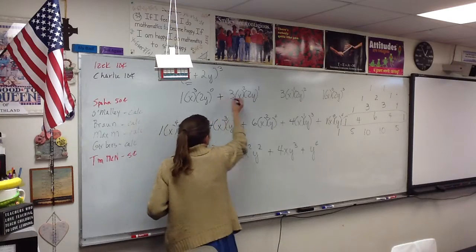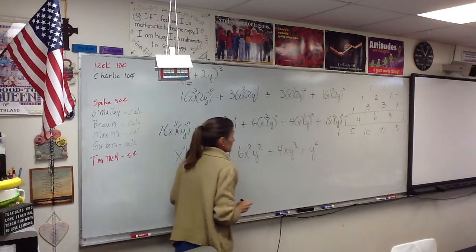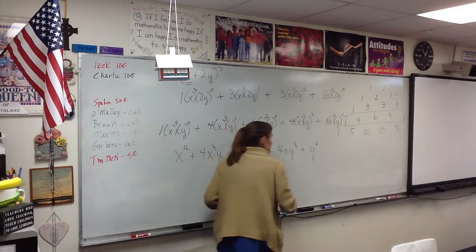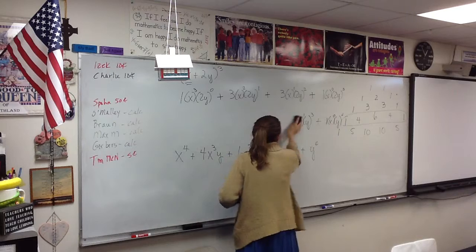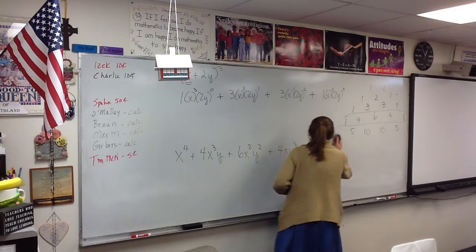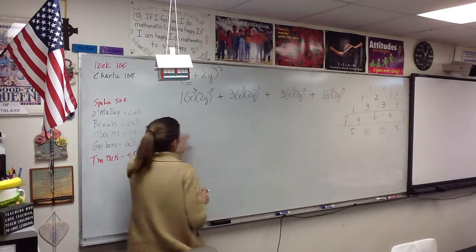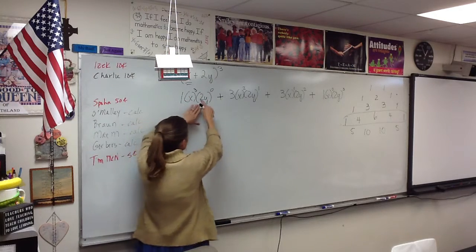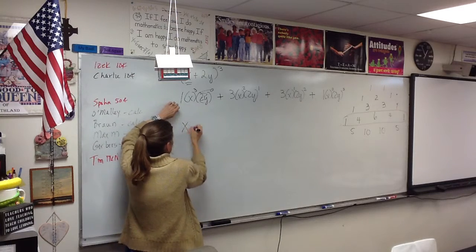Now I'll put plus signs in there because I have to separate my terms. And now I'm going to simplify, just like before. What's going to happen here? What happens to this? It's gone. So all we have is x cubed.